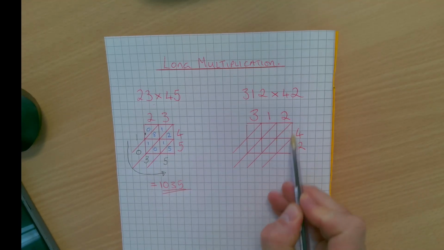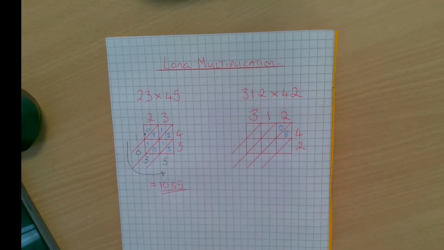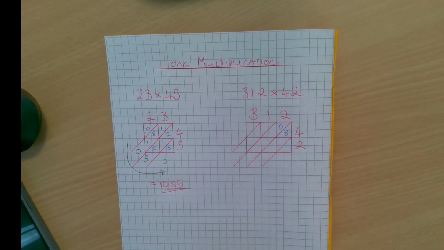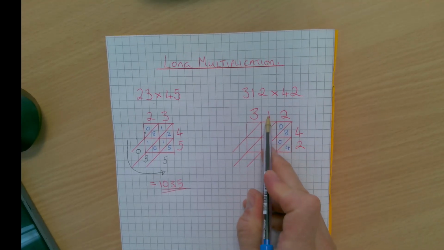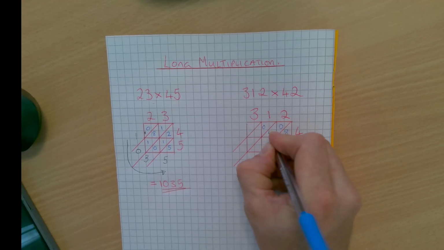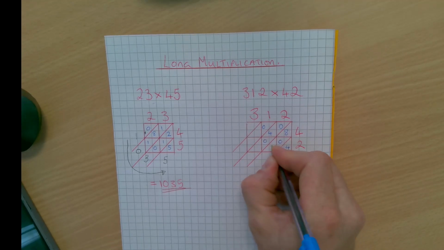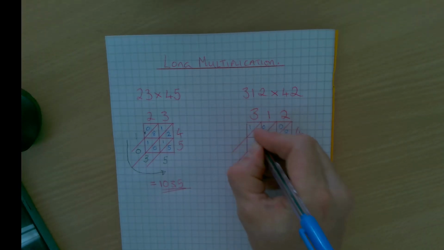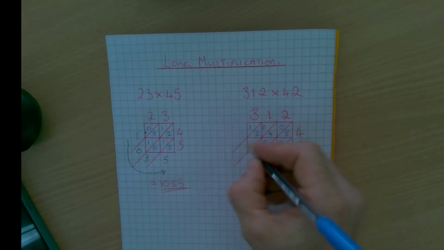So this box here will be 2 times 4, which is 8. We have to have 2 digits, so we call it 08. This box here is 2 times 2, which is 4. So we'll put in 04, and so on. This one here is 1 times 4, 04. This one here is 1 times 2, 02. This one here is 3 times 4, which is 12. This one here is 3 times 2, which is 6.